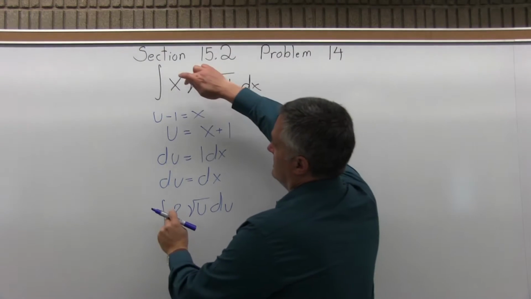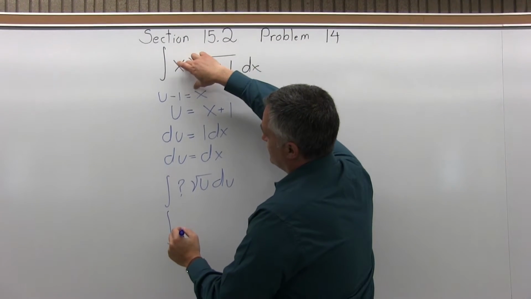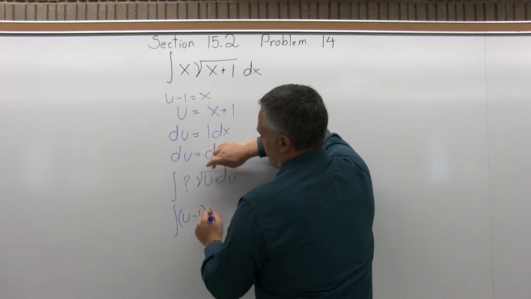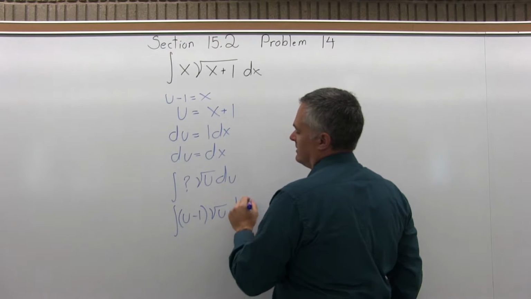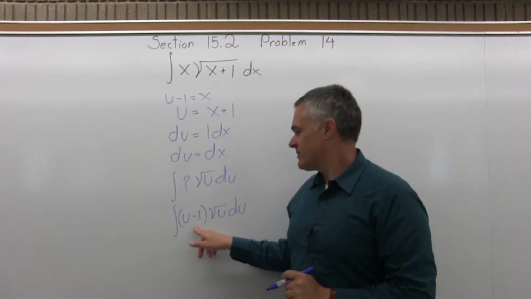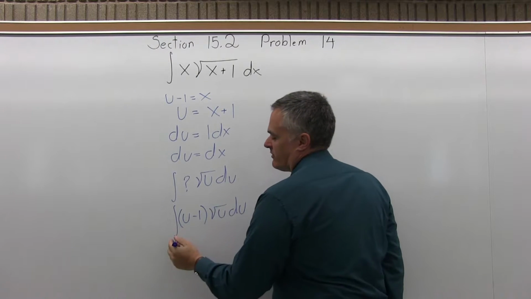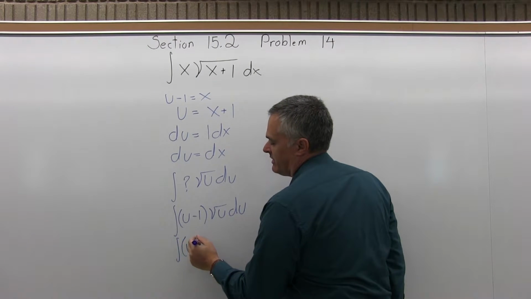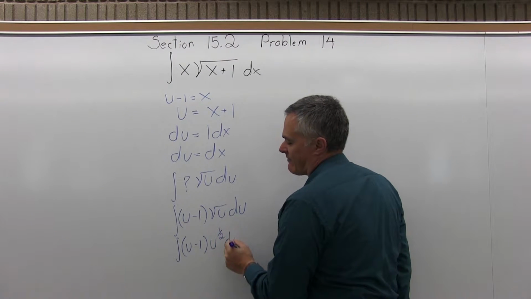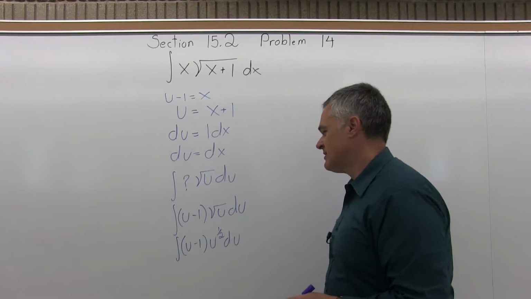Aha, there's an x. So the integral I have to solve is first x, which can be written as u minus 1, times the square root of u du. That doesn't look much better, but I can actually solve this one. Before I start doing the integral, let me get rid of the square root of u. I'll leave the u minus 1 in the beginning and make the square root of u into u to the 1/2 power. Still doesn't look too much better, but now we're making progress.